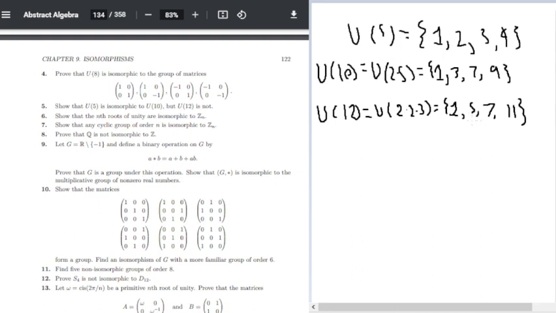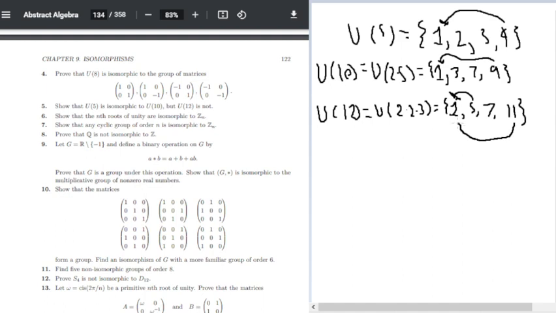We have an idempotent in none of these. Alright, so 2 squared is equal to 4, 3 squared is equal to 9, and 4 squared is equal to 16. So 4 is the only element in U5 sent to 1. In U10, we have 9 squared is equal to 81, which is sent to 1, but every other element is not sent to 1. In U12, 5 times 5 equals 25, sent to 1. 7 times 7 is equal to 49. 11 times 11 is equal to 121, which is sent to 1, okay.